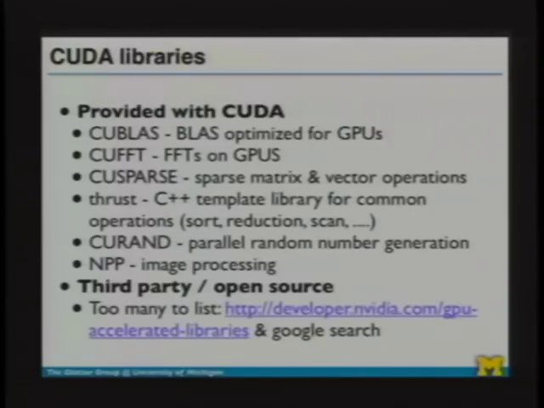CUDA also comes with lots of libraries. So NVIDIA is really committed to supporting general purpose computing on GPUs and science in particular. And so they have actually funded and developed and provide a lot of libraries that come with CUDA itself. So if you need BLAS types of operations, you don't have to program it yourself. They're already there. There's a library. FFTs are already there. Sparse matrix operations, there's a library for that.